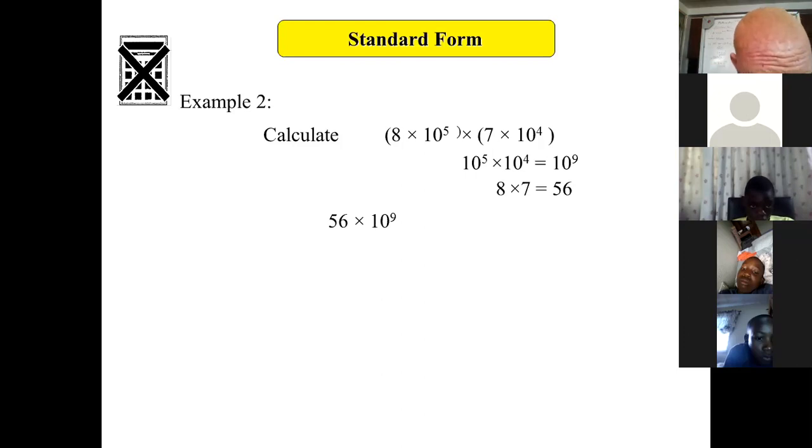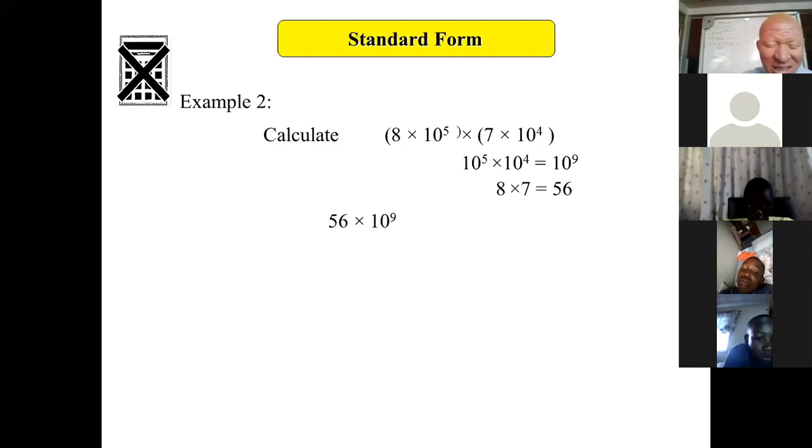Now, you need to understand that you cannot leave this number as your final answer. Why is it that you cannot leave it as your final answer? The reason is that 56 is too much to be left. Don't forget the rule that we set at the beginning of the class. For standard form, it must be a single digit before the decimal point, but what you have here is tens and units, which is more. You just need a number between 1 and 10, and what you have here is more than 10. So it's not possible for us to have such.